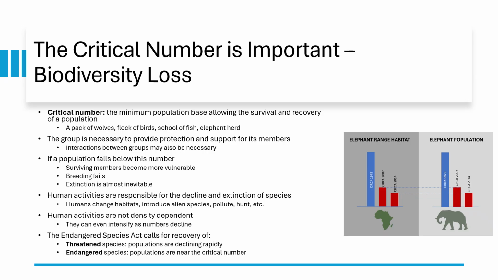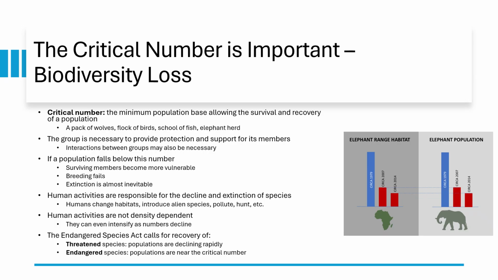And then for groups within one population, within one species, if you have different populations, you also need interaction between those groups. If a population falls below this number, the surviving members become more vulnerable. Breeding typically fails, and once breeding is failing, you have extinction.